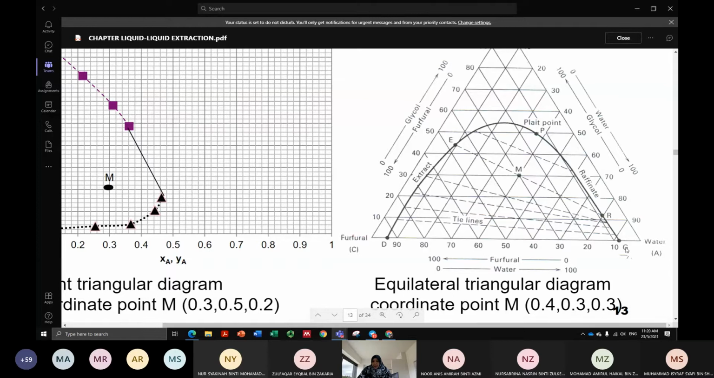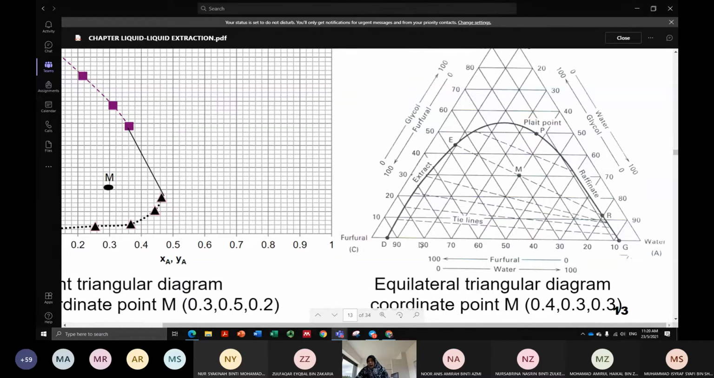All right, so this is called tie line. The moment you take your extract, you must take the sample also for your raffinate. So that will give you this particular point and that particular point, to give you the tie line. So this is when you want to build the equilibrium curve based on the tie line that you have.